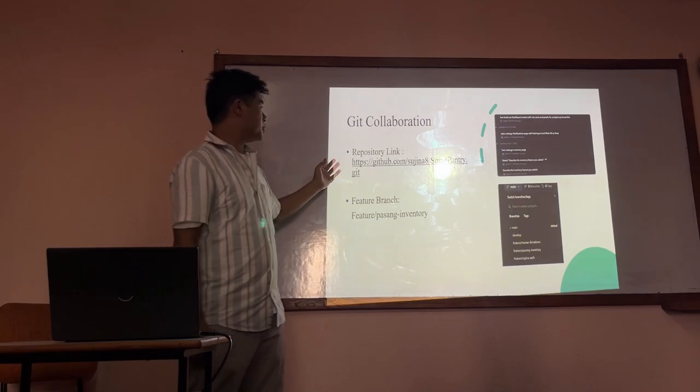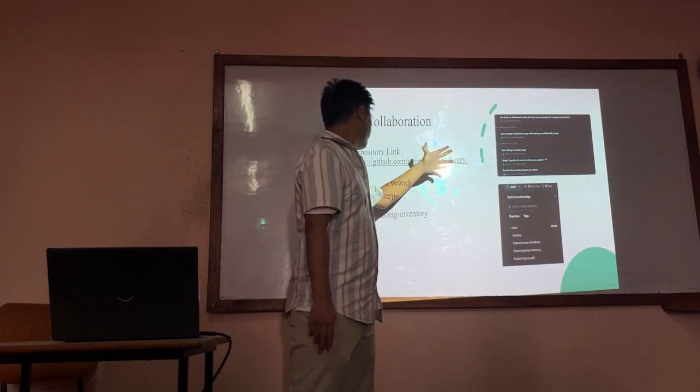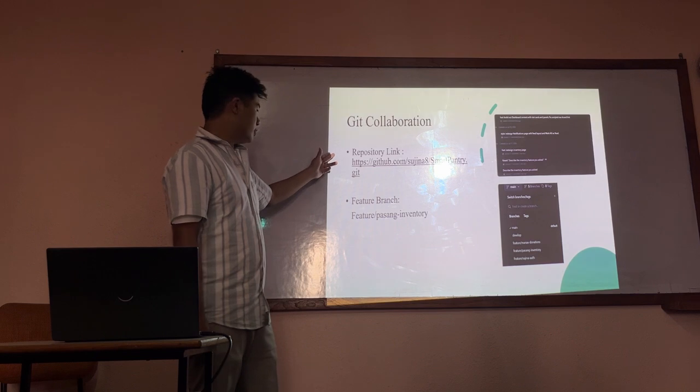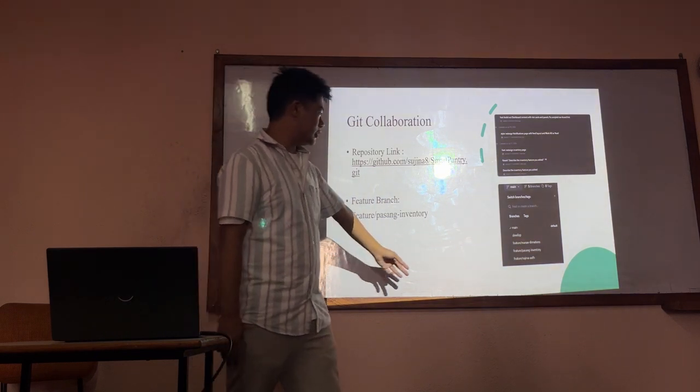And this is the Git collaboration we did. This is the history of the commit messages. And this is the link of the repository. The feature branch is Pasang inventory, which has been stored in this image.